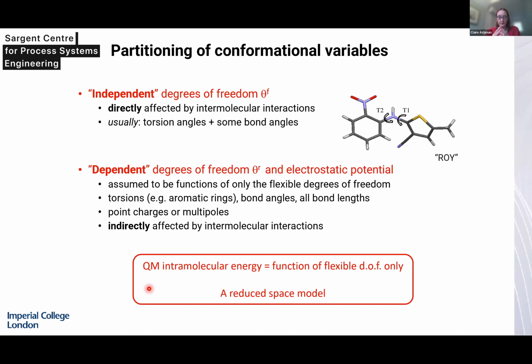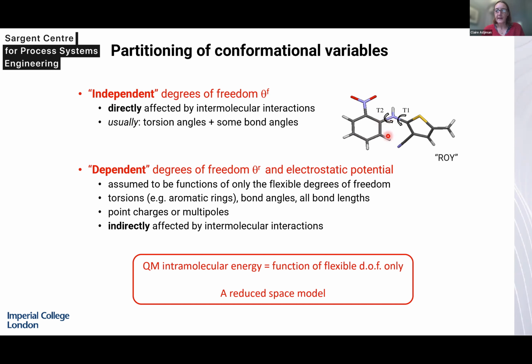So let me say a little bit more about these variables, the conformational degrees of freedom. We identify initially a set of independent degrees of freedom, which are only torsion angles at the global search stage, and then later can be bond angles if we want to be a bit more accurate.